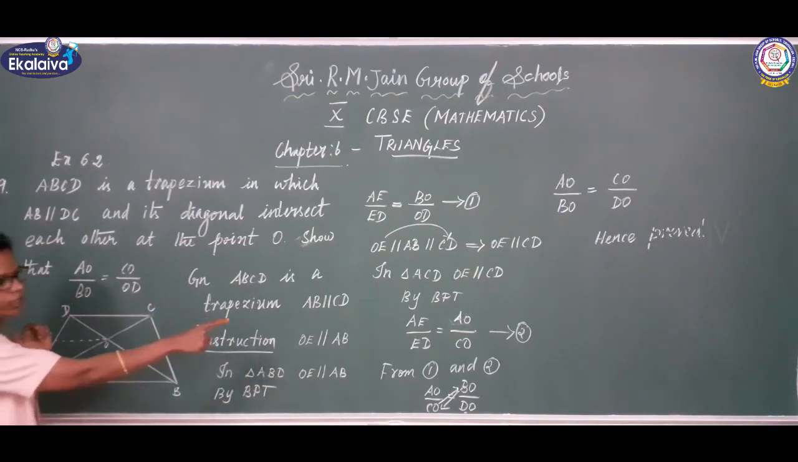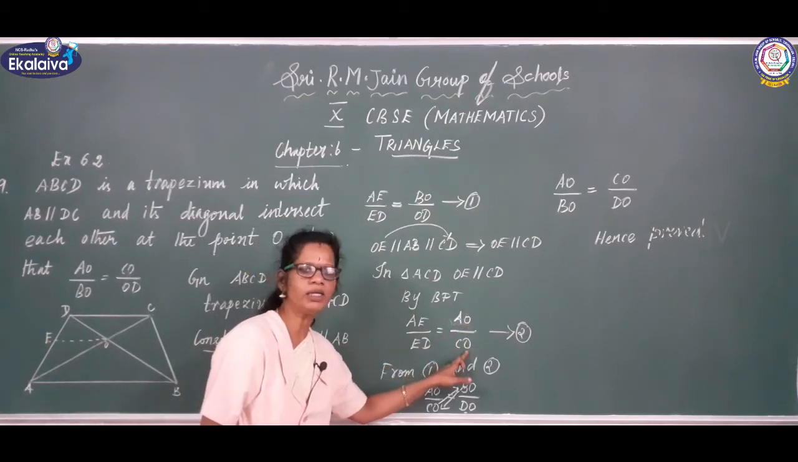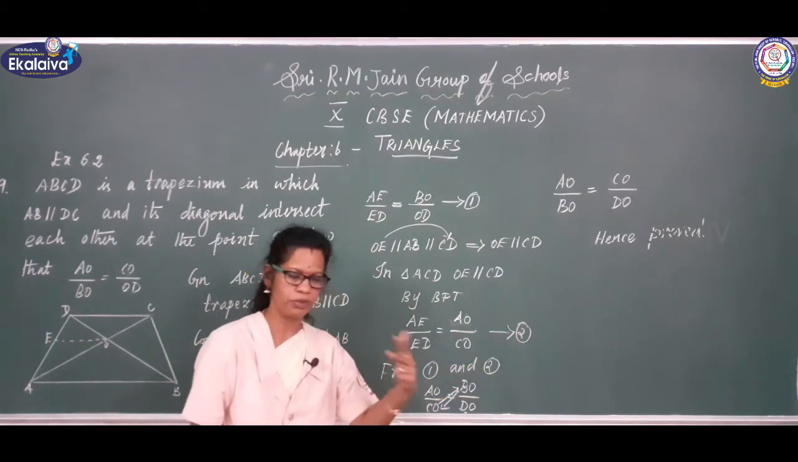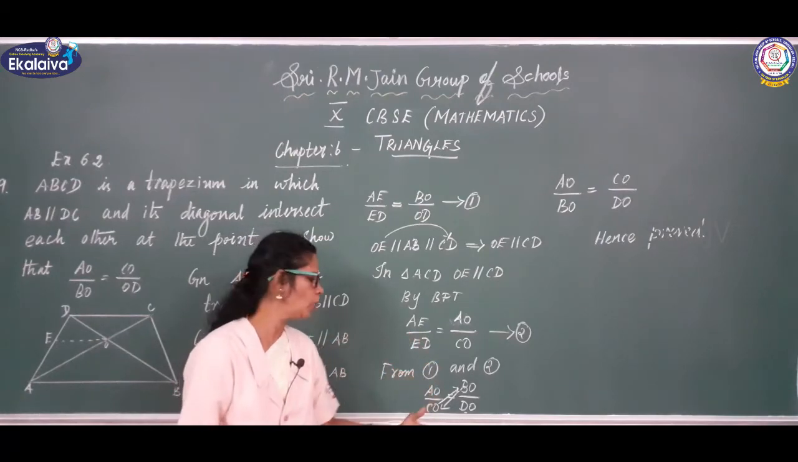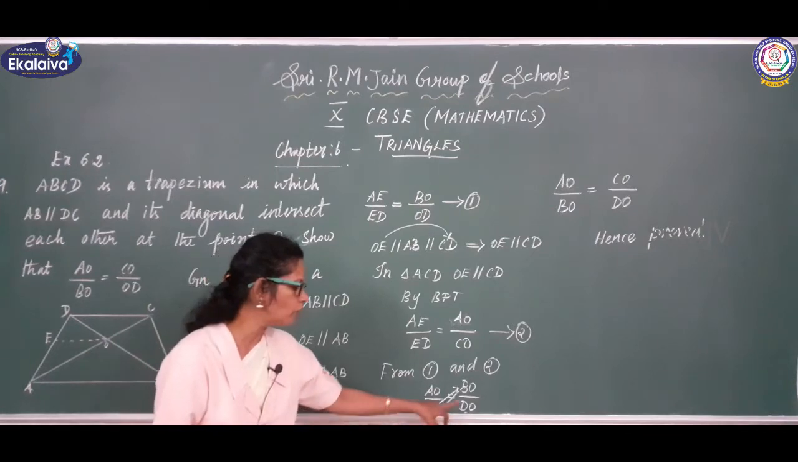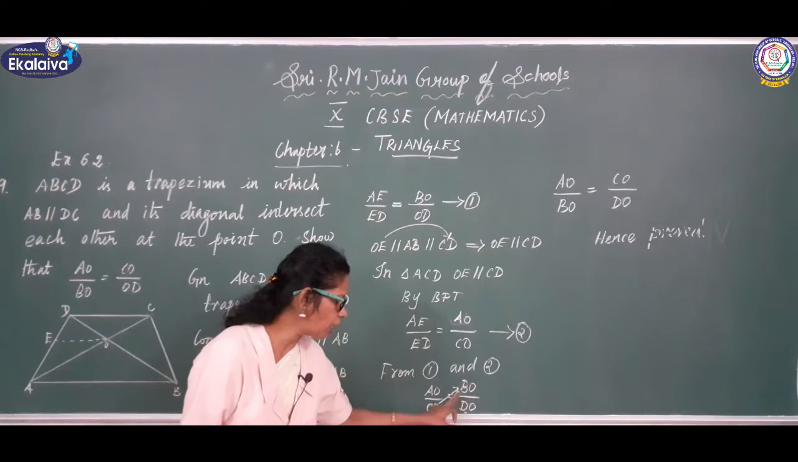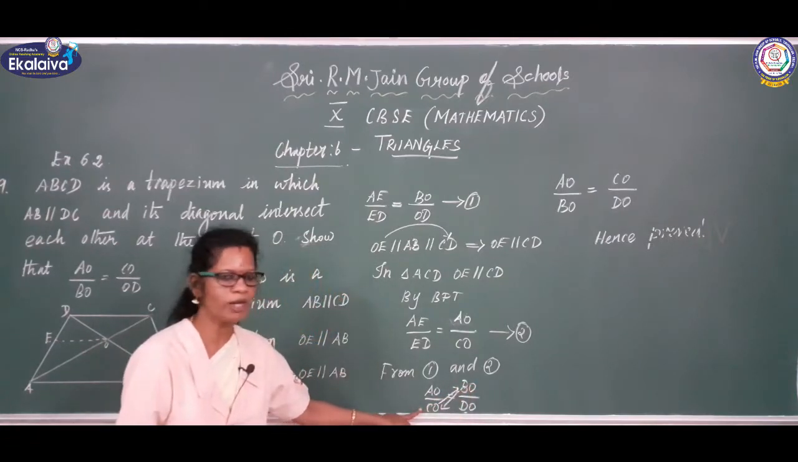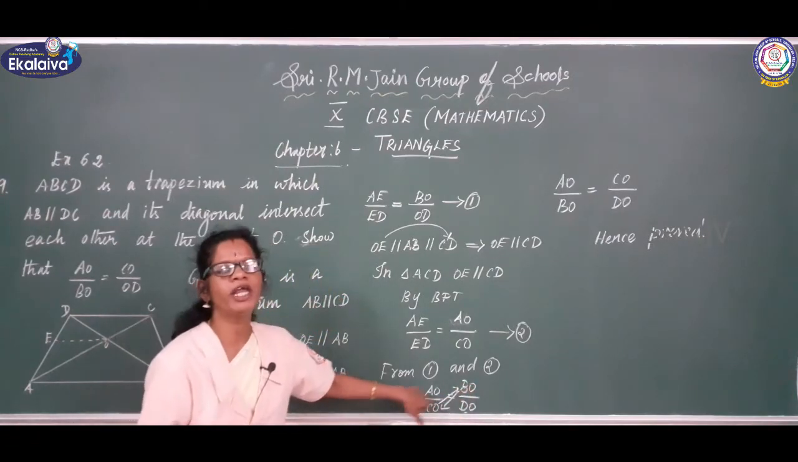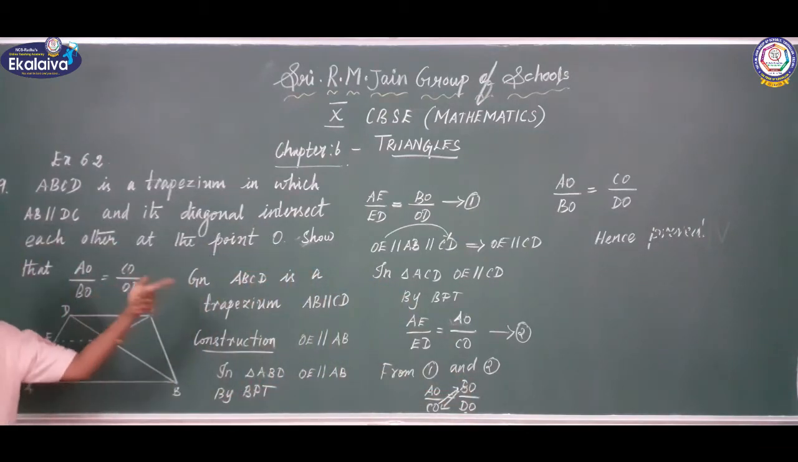Once you say a line is parallel, you can apply Thales in the triangle ACD. Then what is your result? AE by ED equal to AO by CO. That is equation number 2. Then you combine these two, you will get AO by CO equal to BO by DO. You have to interchange. The right hand side numerator will come to the denominator, the left hand side denominator will move to the numerator, and what they are asking us to prove, that we can prove. Got it, children?